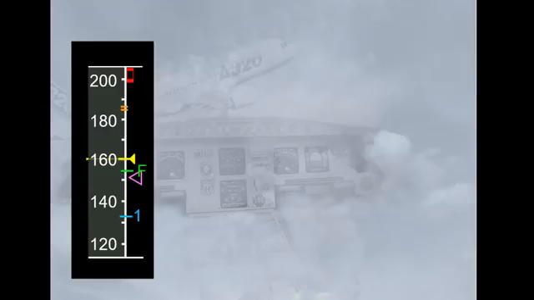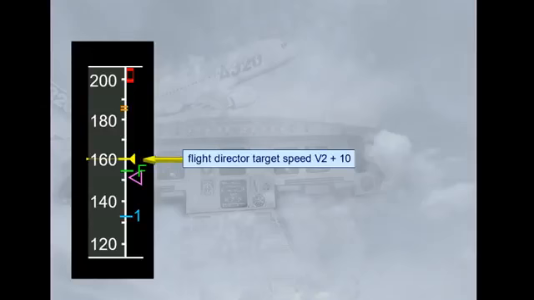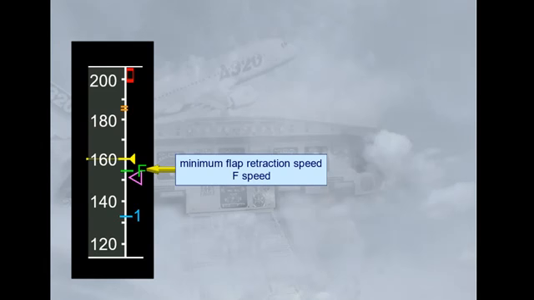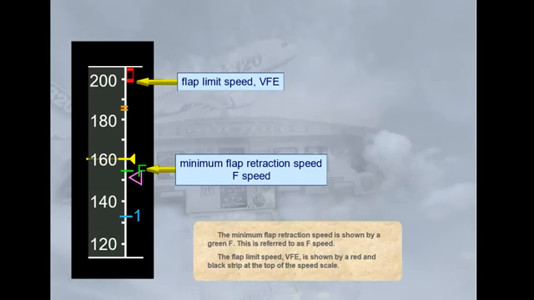Just after liftoff, the magenta target speed remains at V2. The speed demanded by the flight director will be V2 plus 10 knots. The minimum flap retraction speed is shown by a green F. This is referred to as F speed. The flap limit speed, VFE, is shown by a red and black strip at the top of the speed scale.